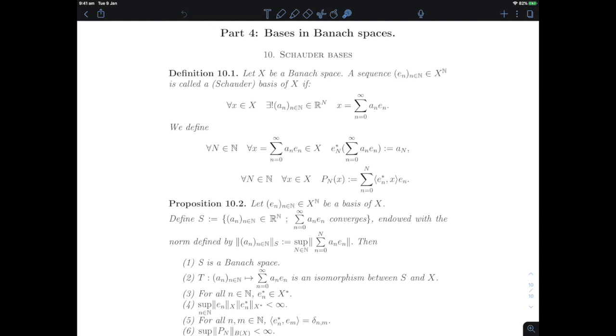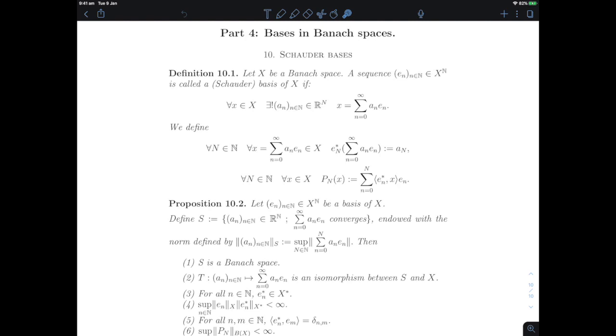Now, if you put a norm on that set of sequences S, defined as the supremum of the norm in X of this finite sum, we will see first that in doing that we put a Banach space structure onto S. And once we have a Banach space structure onto S, we'll find that the map that maps the coefficients in S to the corresponding infinite sum in X, which has to converge by definition of S, defines an isomorphism between S and X.